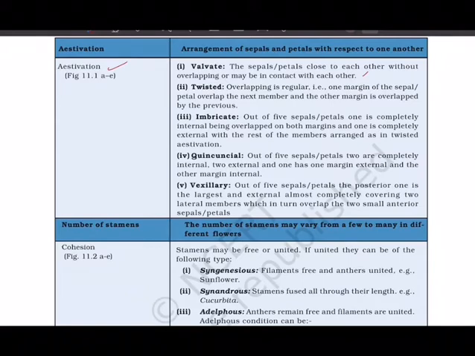And then vexillary. Out of the 5 sepals and petals, the posterior one is the largest. Remember when we were discussing this theory part, I wrote 1 plus 2 within brackets and 2. One is the largest and external, almost completely covering 2 lateral members, which in turn overlap the 2 small anterior sepals. Now when you are reading this, you need to draw the diagram. What is valvate, what is twisted? You need to draw the diagram or keep the diagram with you and try to search for a flower with this estivation in your garden, in your native place.